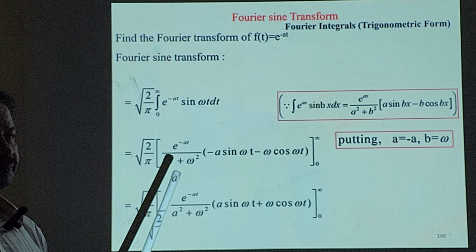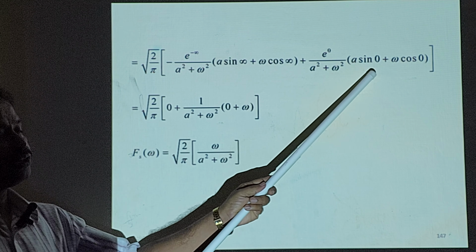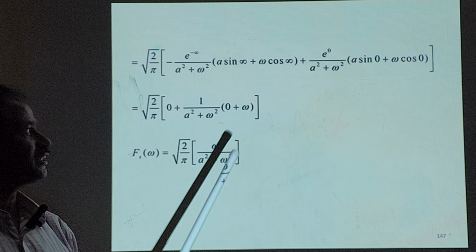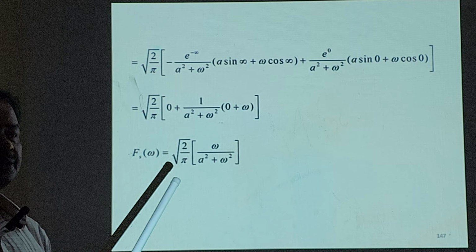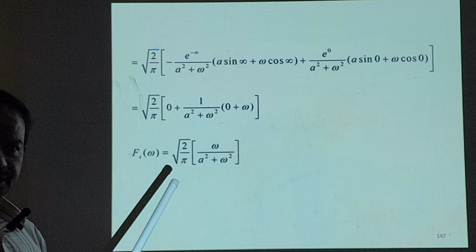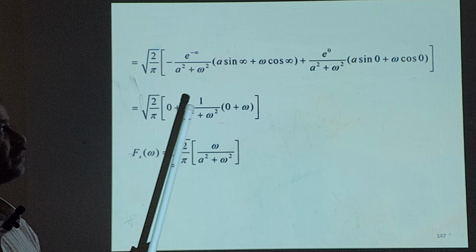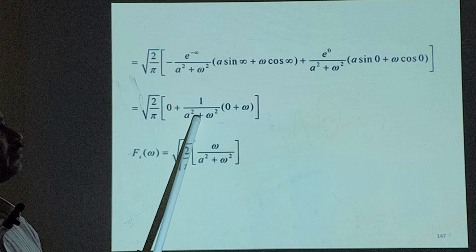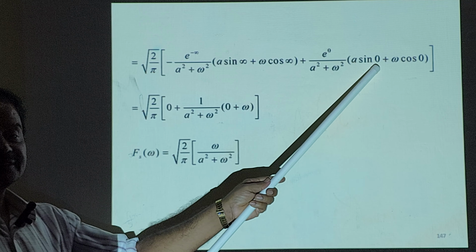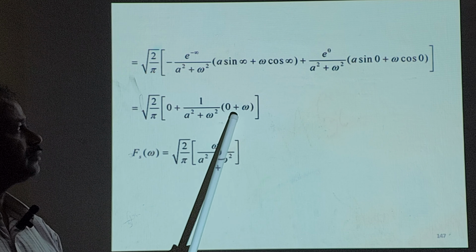Now I can substitute the upper limit, which will give me this, and substituting the lower limit will give me this term. So first term and second term. And of course we know that e power minus infinity is 1 by e power infinity, 1 by infinity, which is 0. So I have written 0 here for the upper limit. For the lower limit, e power 0 is 1, so 1 divided by a square plus omega square. Sine 0 is 0, so 0. Cos 0 is 1, so omega times 0 plus omega.